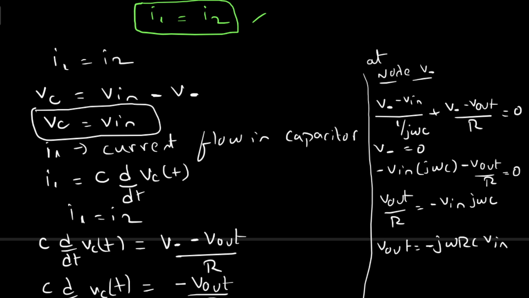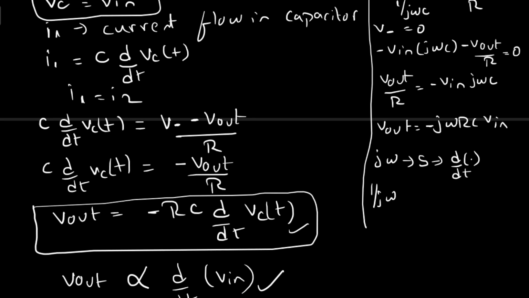So already in the previous session, where we discussed the integrator, I explained that j omega can be represented in Laplace as S. So if you want to represent S as d by dt, it is differentiation of some factor. At the same time, 1 by j omega can be represented as 1 by S, and it is nothing but integral of some factor with respect to time.